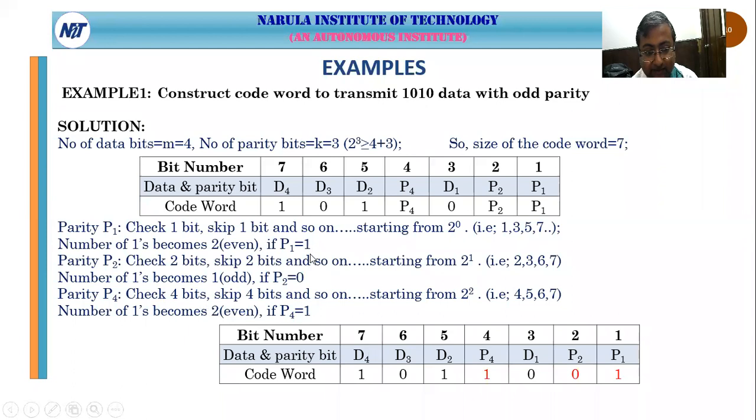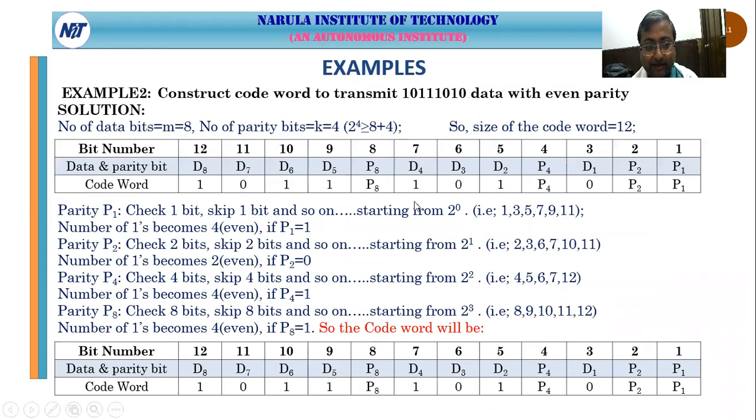Okay. So now we have the P1 value, P2's value and P4's value. So put these values here. P1 is 1, P2 is 0, P4 is 1. So this is the encoded Hamming code. Your original message code is 1010 and we should send 1011001 as the Hamming code to the receiver. The transmitter will transmit this Hamming code word to the receiver.